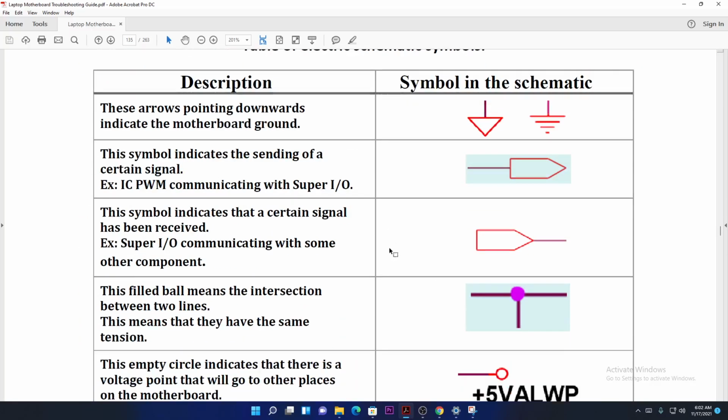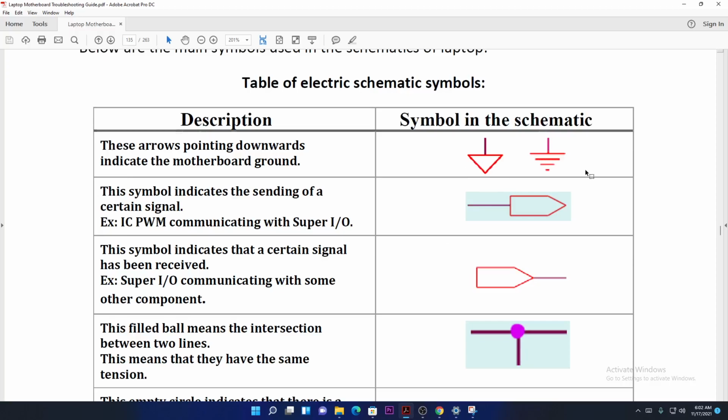Let's go ahead. I'm sure you have seen this on the schematics. Don't be confused. The first sign there on top, the one pointing down, two of them, means this is the ground. That's the ground symbol. And the second one, this symbol, means the signal is going out. The signal is being sent out.